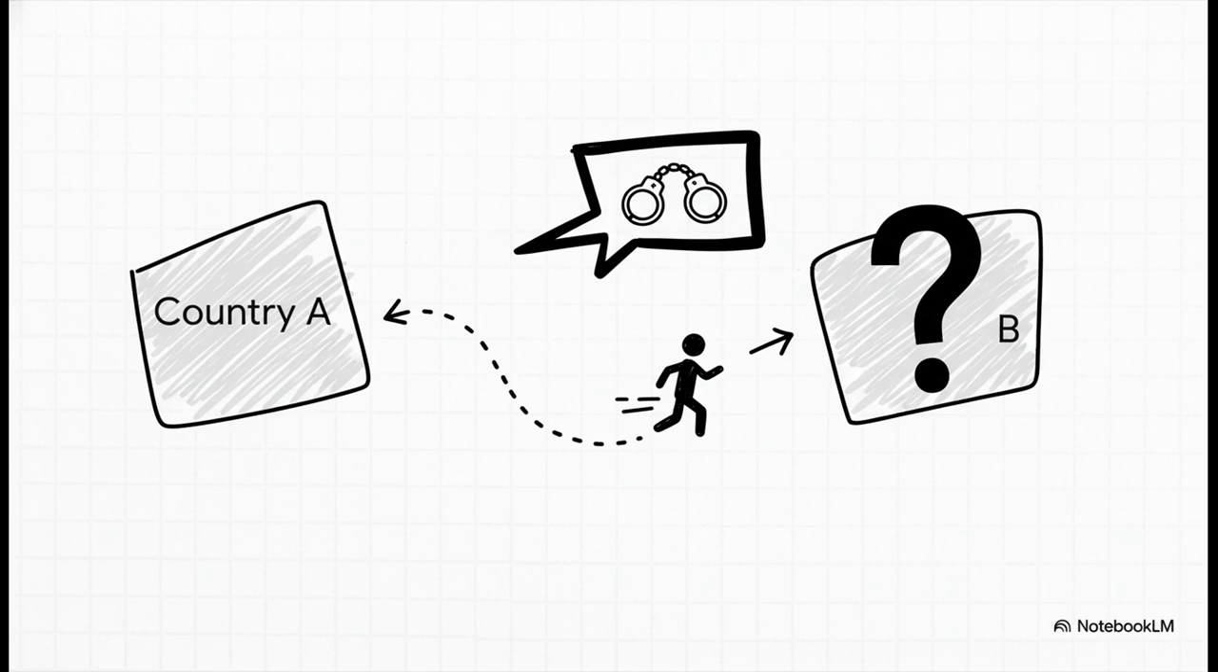Let's play this out with a quick case study. Imagine someone is accused of a political crime in country A, and they manage to escape to country B. Country A is furious, right? And they demand that country B extradite this person immediately. What's country B supposed to do?